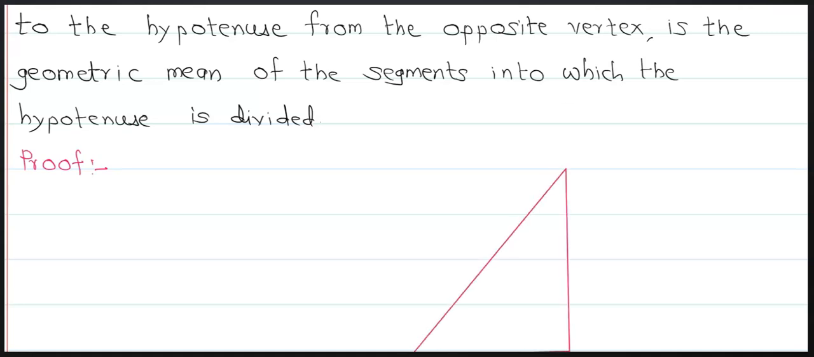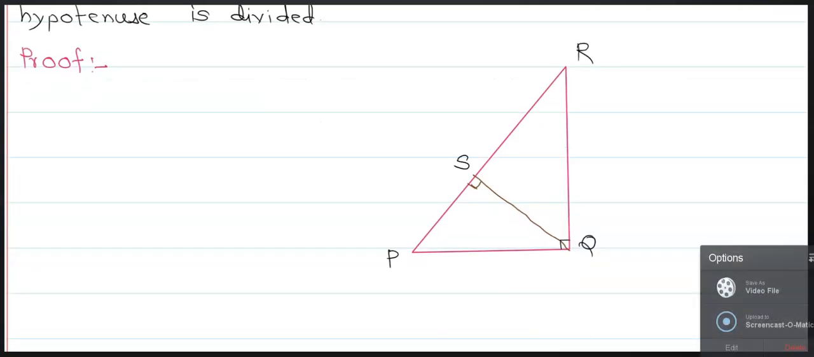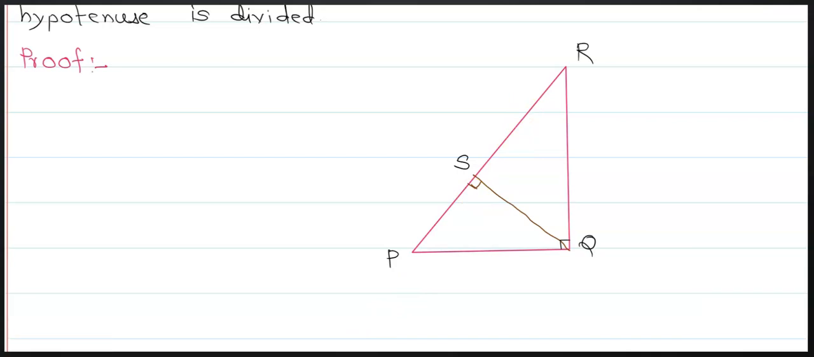See this here. This is the figure. The right angle triangle PQR. QS is perpendicular to PR. This is the geometric mean. That is, SQ square is equal to PS into SR. This is what we want to prove.